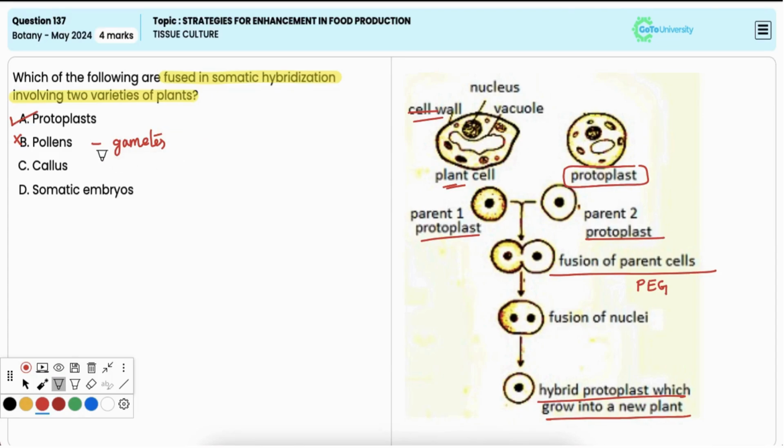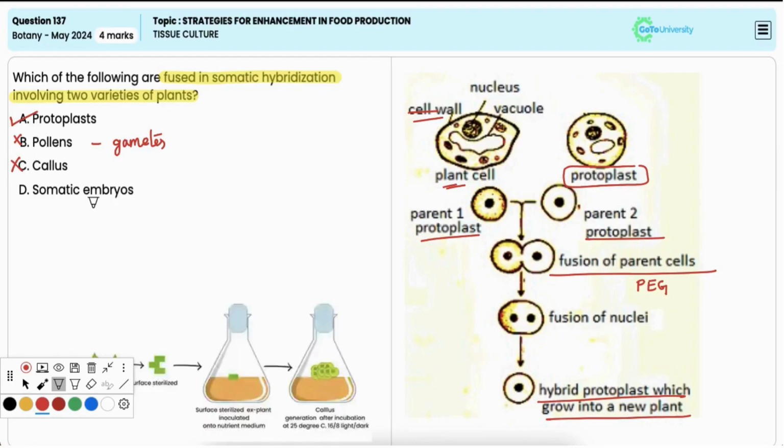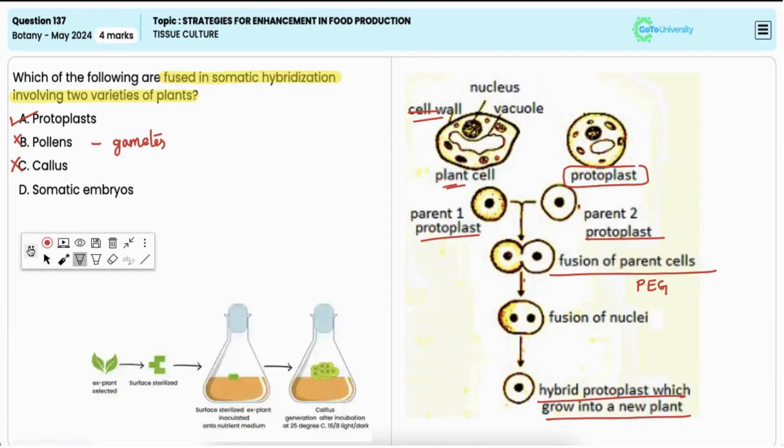Option C, callus. It is also incorrect because callus refers to a mass of undifferentiated cells that can be used for the regeneration or genetic modification, but is not directly used in the somatic hybridization.